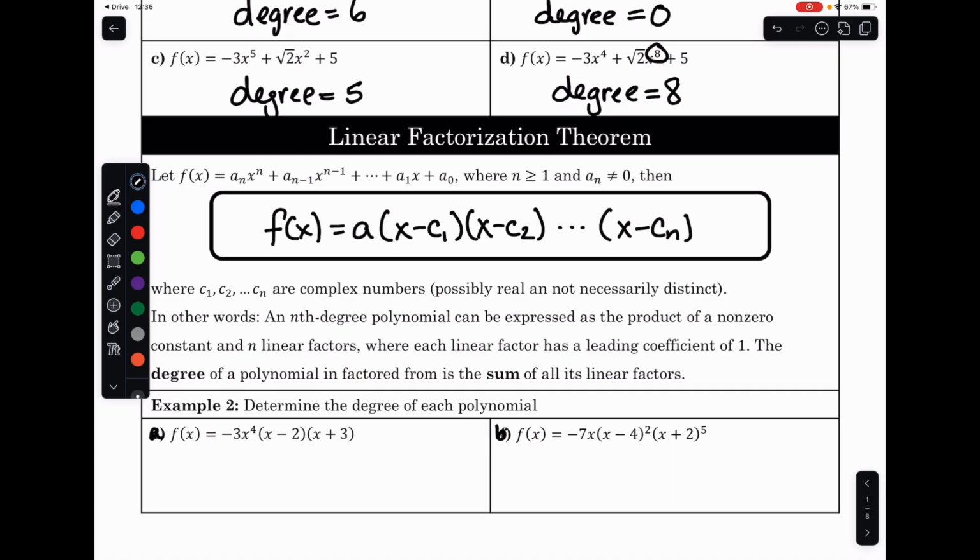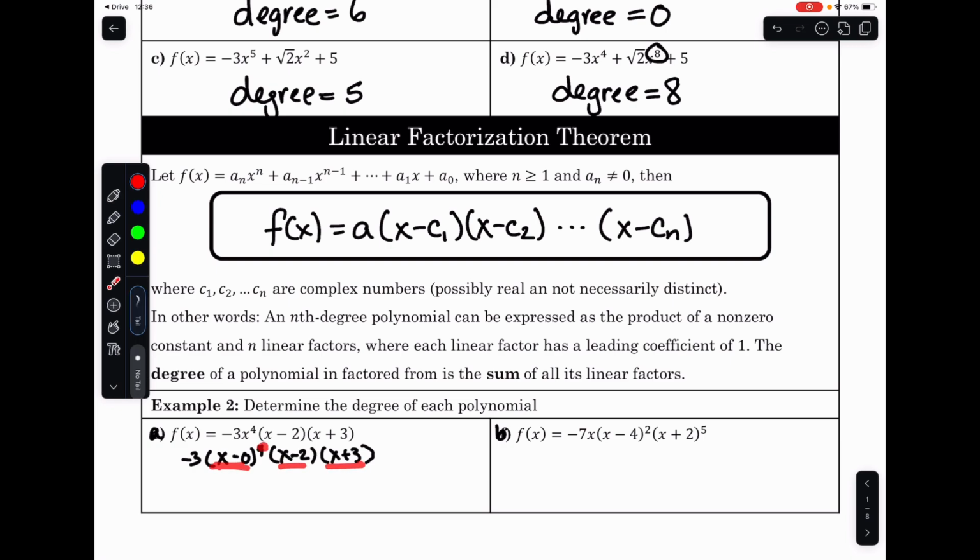On example 2a, we see that we have negative 3 times x to the fourth power, which is the same thing as x minus 0 to the fourth, times x minus 2 times x plus 3. So since we have an x, and of course we have negative 3 right there. But the linear factors are these three values right there.